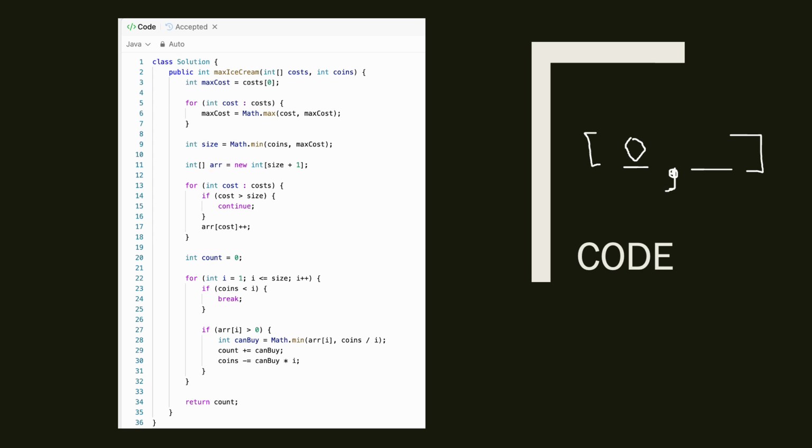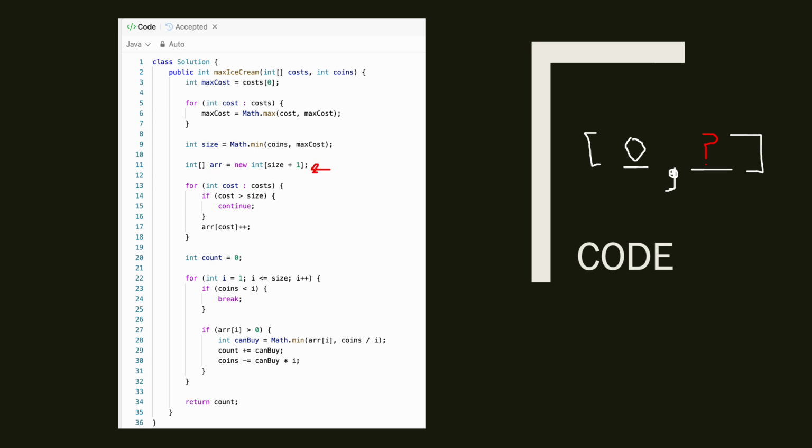So now what we are going to do is, we are going to iterate through the array and we are going to find the maximum cost. And then whatever is the minimum of coins and maximum cost, we are going to store that here. So this is how we find out the maximum range.